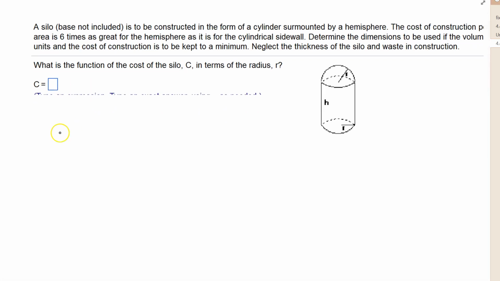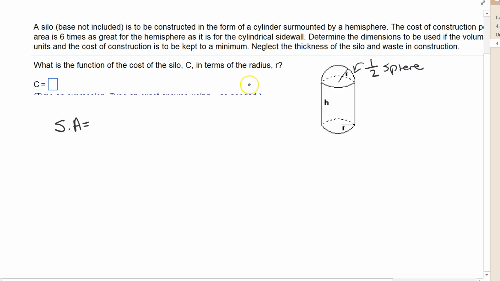We're looking for a cost function, and cost is related to surface area. So I need to find the surface area of this cylinder with a hemisphere on top, which is just half a sphere. The surface area of the cylinder part is going to be 2 pi r h, the circumference times the height, plus the surface area of the sphere, which would be 4 pi r squared, but since we only have half of a sphere, it's 2 pi r squared.